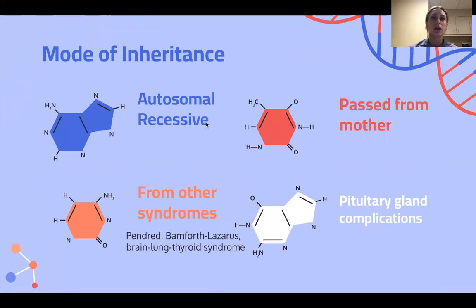So the mode of inheritance, there's a few ways. The one is autosomal recessive, which means that usually there's a carrier parent that passes it down. It can also be passed from the mother, from either their diet or their low iodine, to the baby, and that affects their levels. Other syndromes sometimes, like Pendred, Bamforth-Lazarus, and brain-lung-thyroid syndrome, can all lead to hypothyroidism in the baby. And then sometimes pituitary gland complications eventually lead to hypothyroidism.